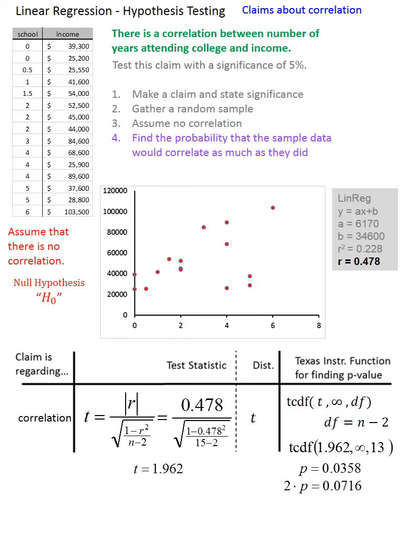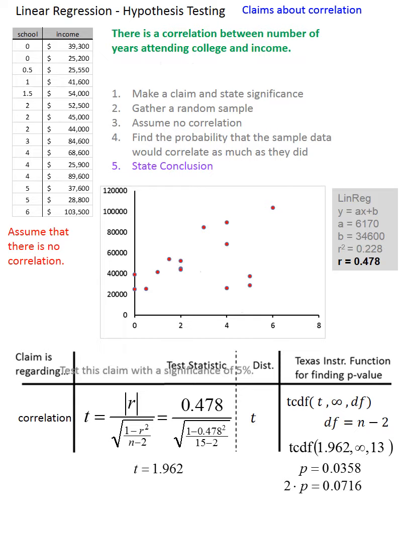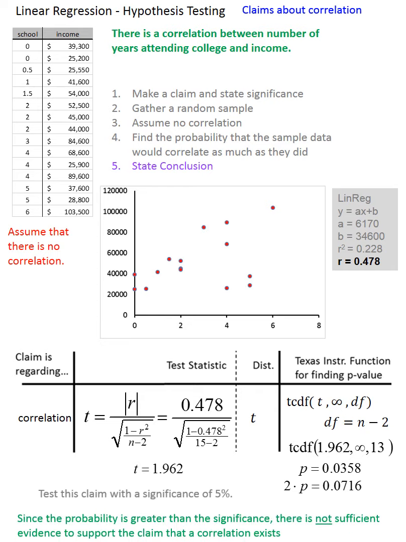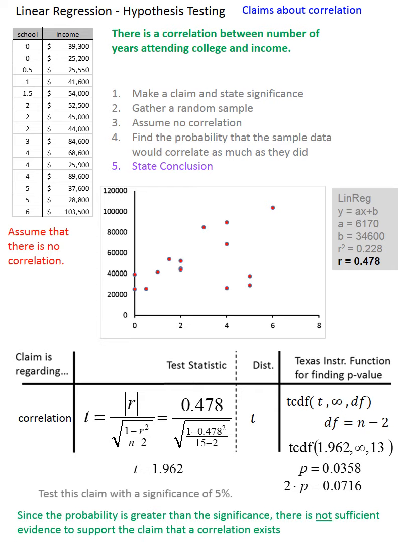Now, the question now is, should we reject the null hypothesis? Is there enough evidence to say that the null hypothesis is probably false and thereby accept the alternative hypothesis? Well, in this case, no. To state our conclusion, which is our next and final step, we consider the fact that the claim was made with a 5% significance, but we ended up with a slightly over 7% chance of a false positive or type 1 error. And since 7% is greater than 5%, there is not sufficient evidence to support the claim that there is a correlation between these variables.